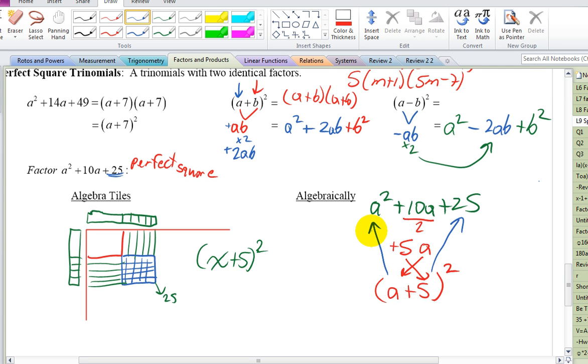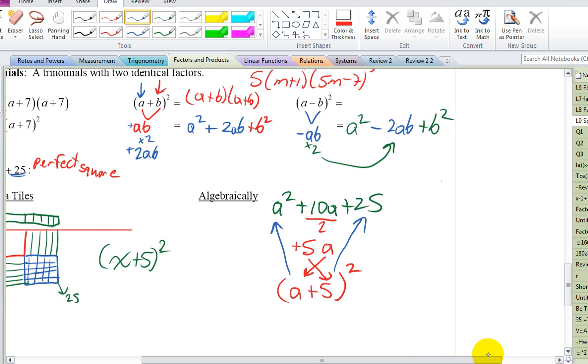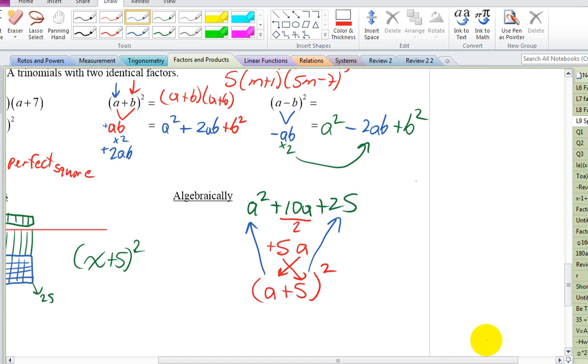You guys want to try one more real quick? Let's try this one. x squared minus 14x. How many people think they know the answer already? Because I do. Plus 49. Okay.